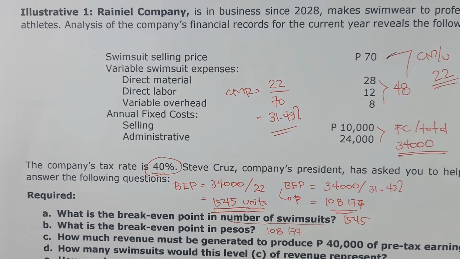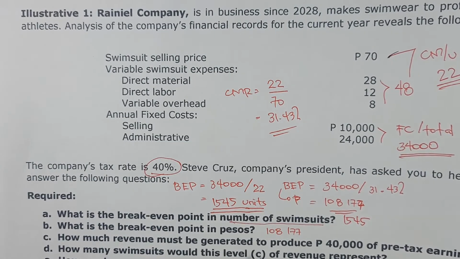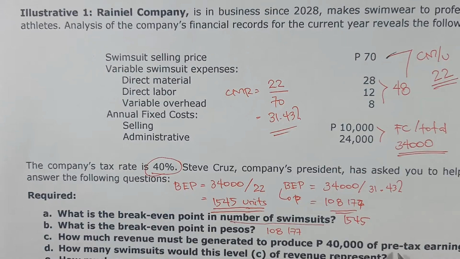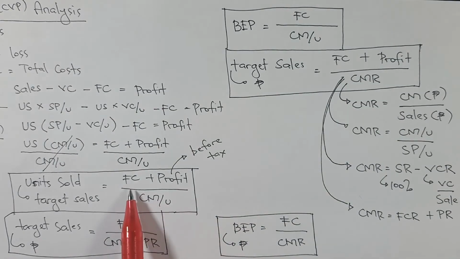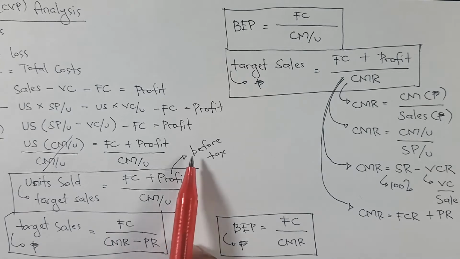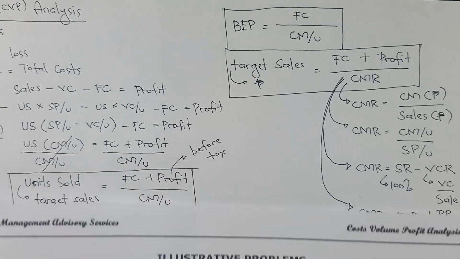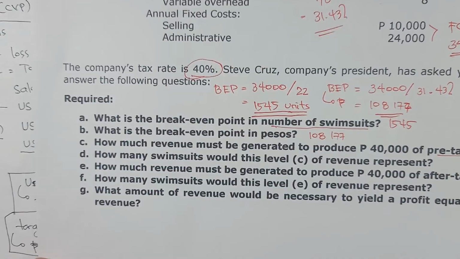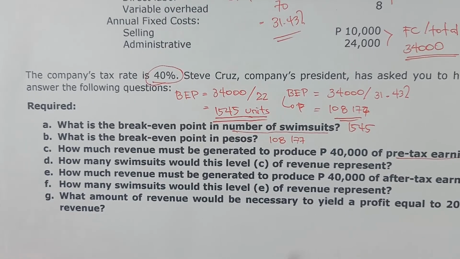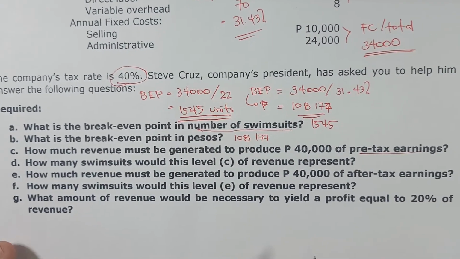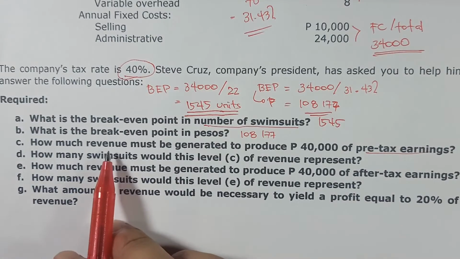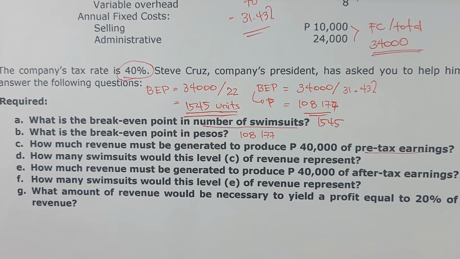Next, requirement letter Charlie. Requirement letter Charlie, how much revenue must be generated to produce 40,000 of pre-tax earnings? Right? Sabi natin kanina, that's just equal to the fixed cost plus profit na before tax over the contribution margin per unit. So, apply lang natin yan. Right? So, ang tinatanong sa letter C is yung revenue. So, ratio ulit tayo.